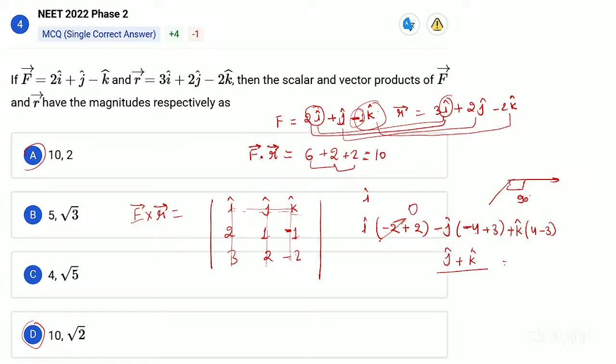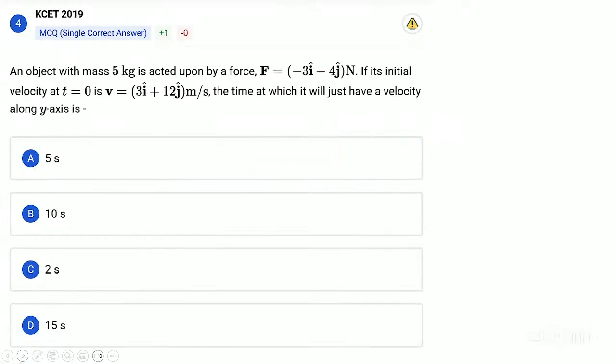Okay. You just have to take the magnitude of it. So 1 square plus 1 square, where 1 is the coefficient of j and the other 1 is the coefficient of k. So 1 square plus 1 square will become 2, root 2. So 10 root 2 is the resultant, the magnitude of the resultant of the cross product and dot product in this question. Okay? Easy to understand. Now let's move to the next one.